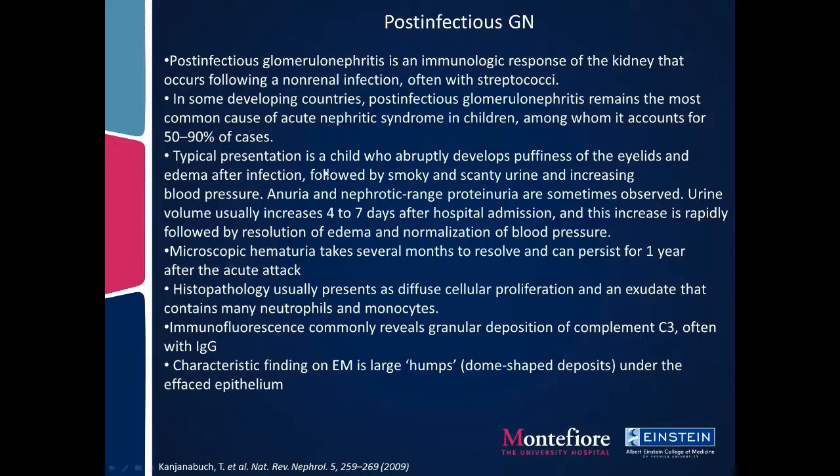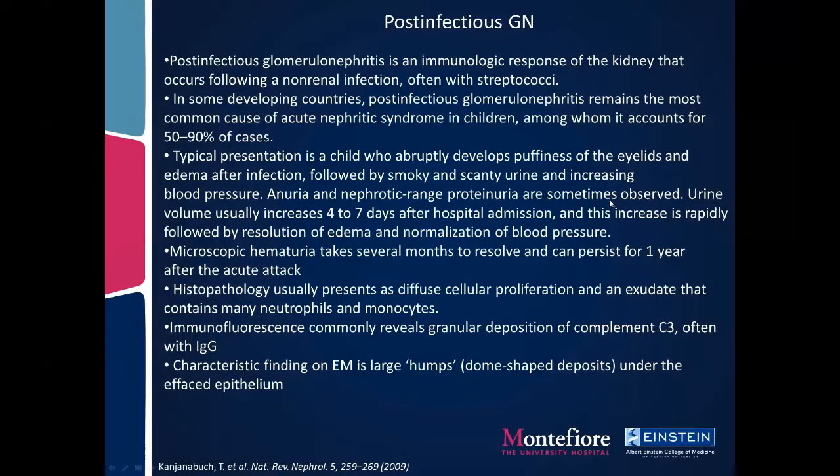The typical presentation is usually a child that abruptly develops puffiness of the eyelids and edema after the infection, and then they have smoky, scanty urine, hematuria, and increasing blood pressure. Very severe AKI is uncommon, especially because the amount of inflammation is not severe, and these are mainly affecting children. So the chances of it leading to anuria or renal replacement therapy is very low. Sometimes you can have anuria and nephrotic range proteinuria, but it is a bit rare.